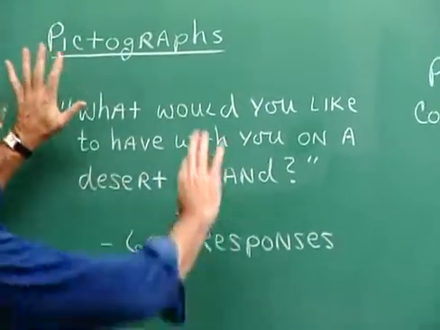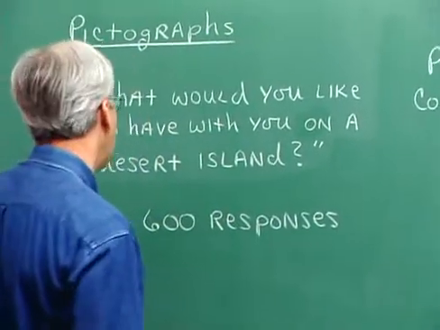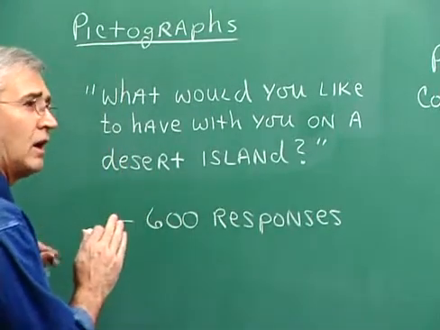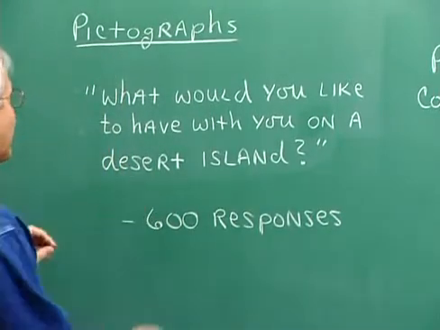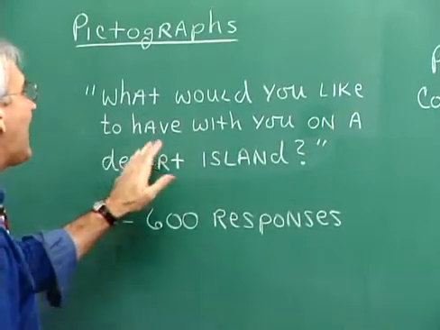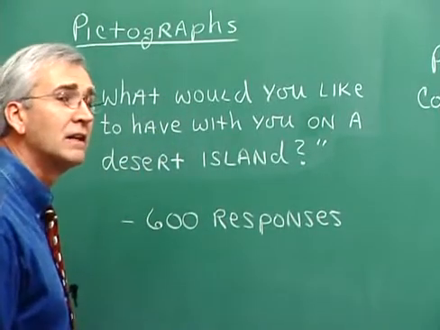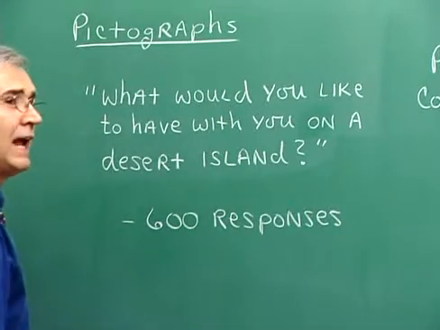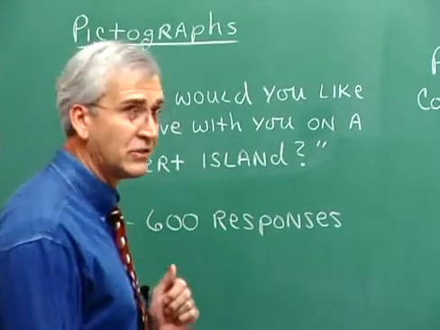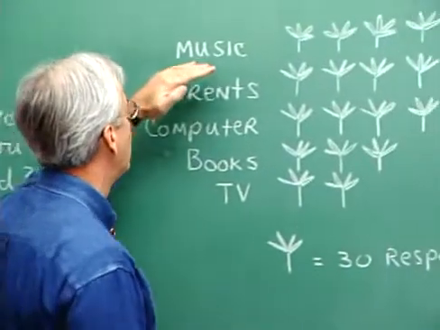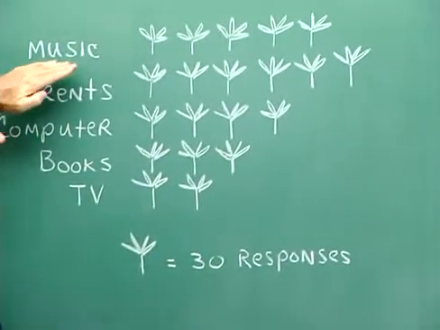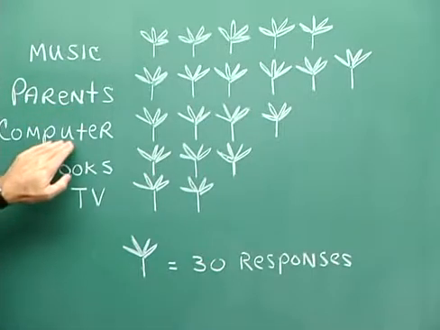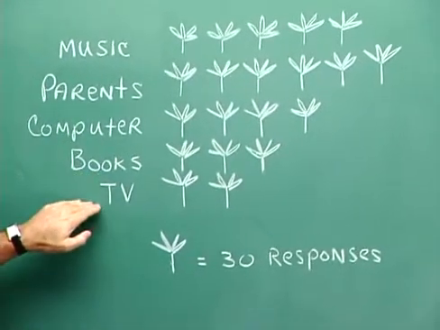Now, to set up the situation involving a pictograph, suppose that this question was presented to a number of people. What would you like to have with you on a desert island? And there were 600 people responding to this question. And here is the result, let's say. Some responded with, I'd like to have music. Some would say, I'd like to have my parents with me. Some say, I'd like to have a computer, books, or TV.